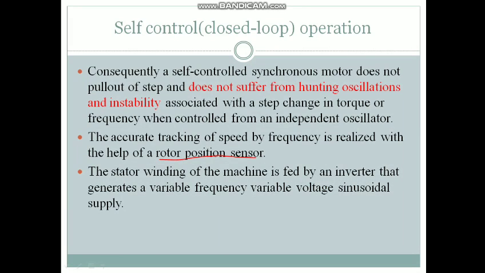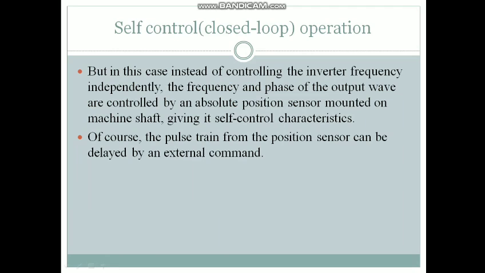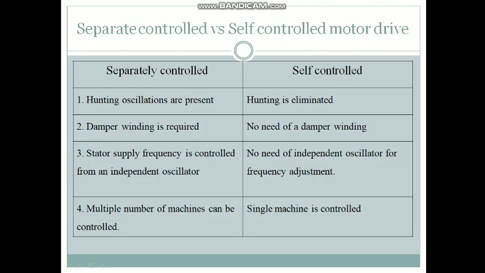The stator winding of the machine is fed by the inverter that generates a variable frequency, variable voltage sinusoidal supply. Here, instead of controlling the inverter frequency independently, the frequency and phase of the output are controlled by the absolute position sensor. So the absolute position sensor plays the main role in controlling the motor. The pulse train from the position sensor can be delayed by giving an external command, so by giving a new command, we can also control the motor speed.